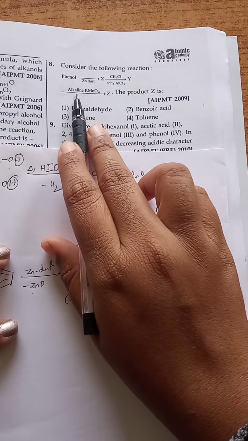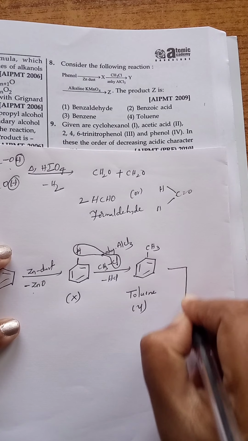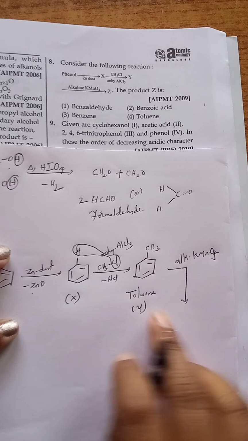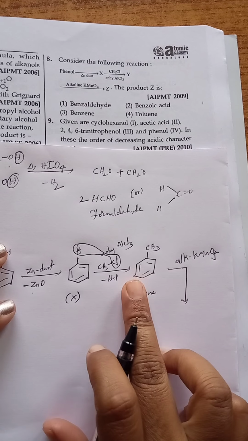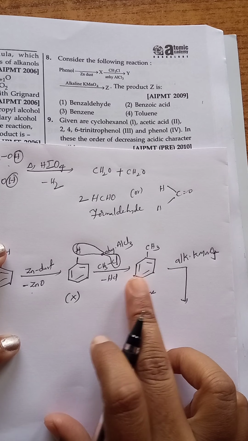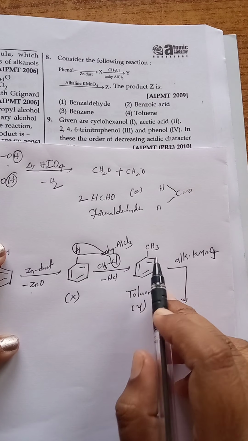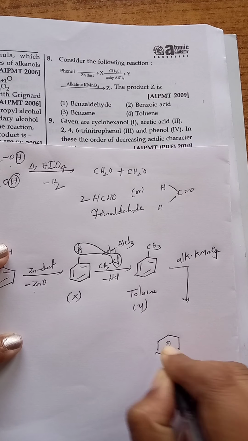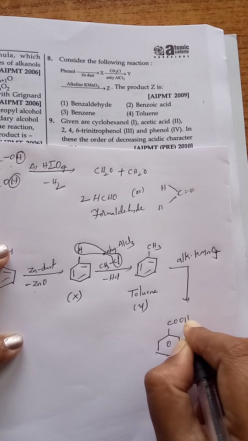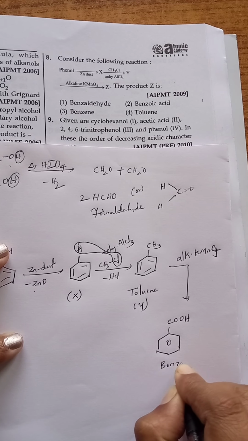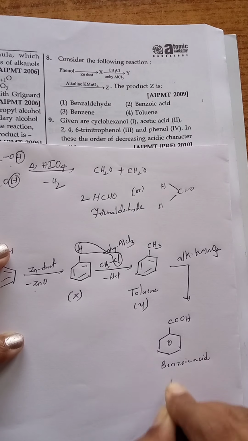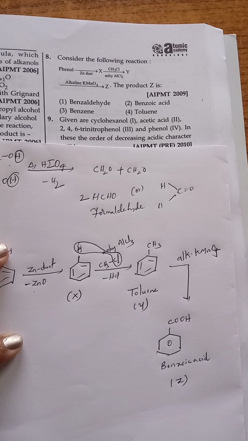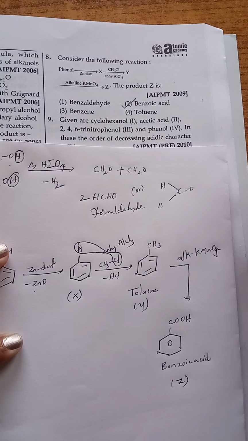This Y should participate in reaction with what? Alkaline KMnO4. Alkaline KMnO4 is an example of an oxidizing agent. It can add oxygen or remove hydrogen. It removes 2 hydrogens and adds 2 oxygens to that compound. Then we get another compound, that is COOH, called benzoic acid. This is the Z we got finally, benzoic acid. So the answer is the second one, benzoic acid.